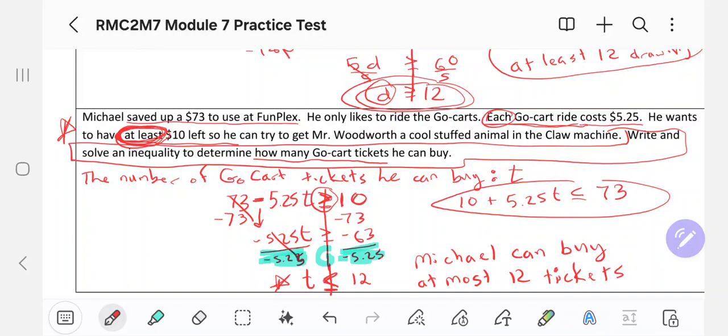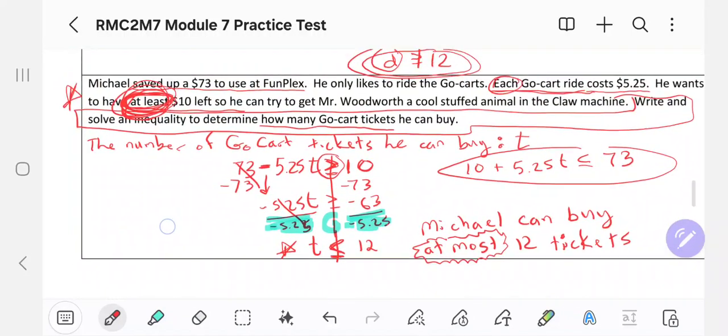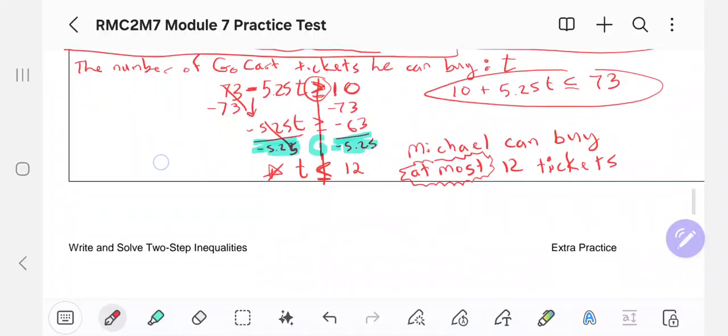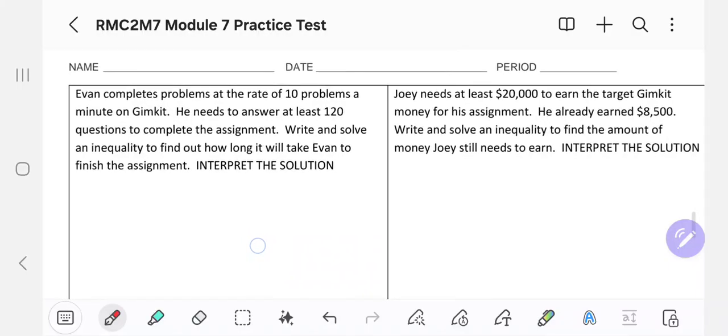It makes sense because if you buy more than 12 tickets, that's going to spend more money, therefore leaving less money to get Mr. Woodworth something cool from the claw machine. So there you go. That right there, changing it. We haven't had an example like that yet. So right where we changed it from "at least" to "at most" because we had to flip the inequality. Okay. So moving on, hopefully that's something that you'll take the time to go back and study, make sure you really understand it so you can apply it on our test. Make test days the best days by putting in the work.